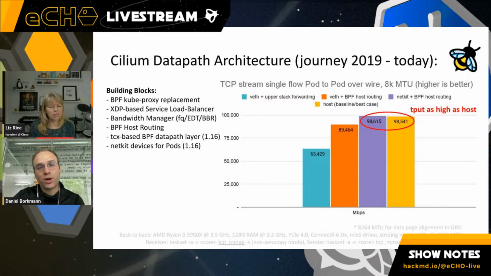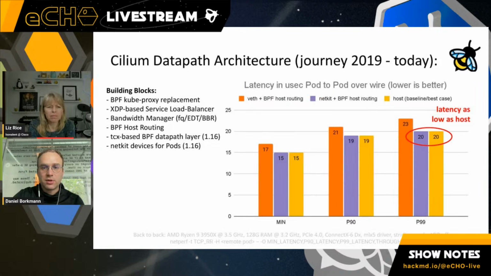And then the purple bar is basically netkit in combination with that. So if you exchange the weave devices for netkit, then you get to the same numbers. You don't see overhead. And the same also in terms of latency. Here's another one with the latency for pod to pod, for request-response type workloads. You also get exactly the same latency numbers for P90, P99, and so on as we saw on the host itself.